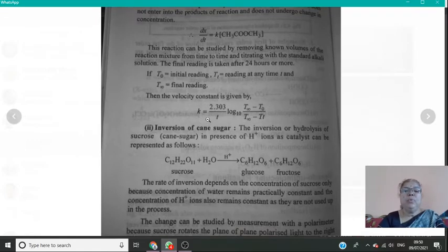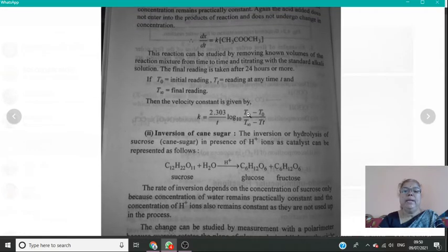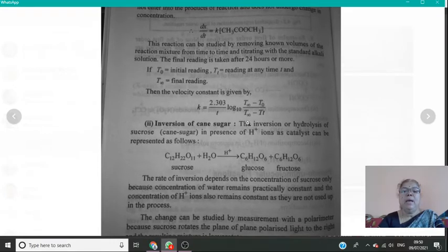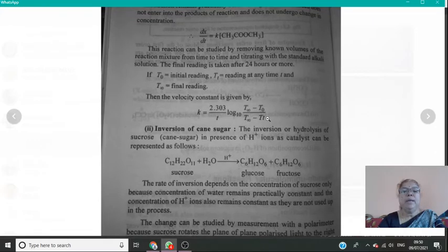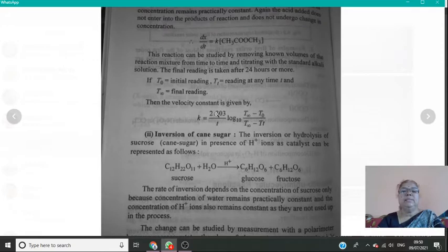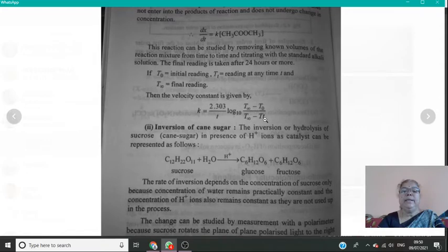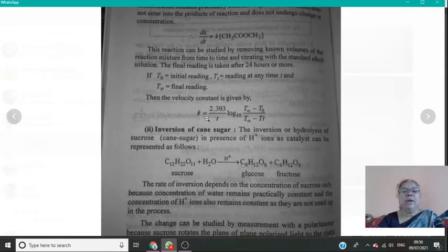Then the velocity constant K is given by, as all of you know, 2.303 divided by t into log of (T infinity minus T0), that is the initial concentration a, upon (T infinity minus Tt), that is a upon a minus x. This is the hydrolysis of methyl acetate, and by putting the Tt readings, that means titration readings at time 10, 20, 30, 40, 50, you can find the K values for different times.